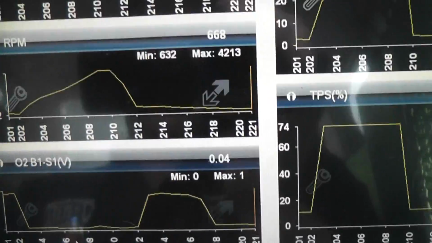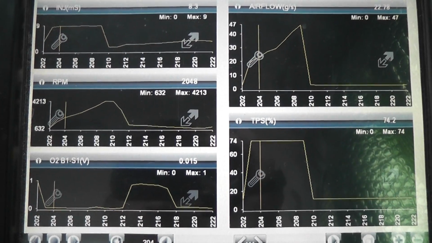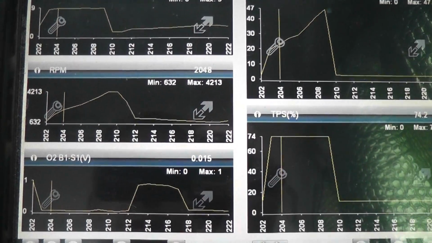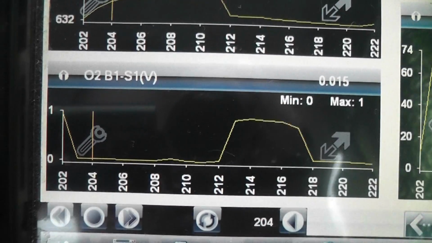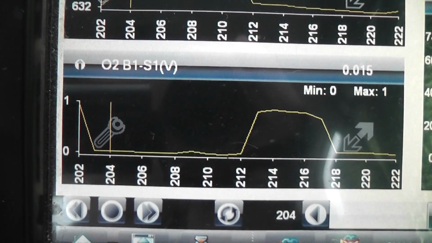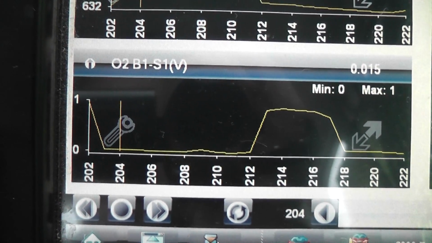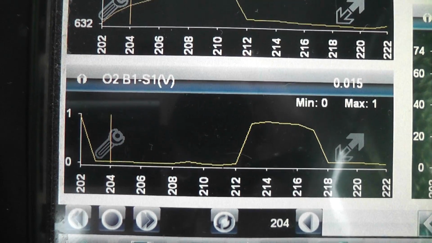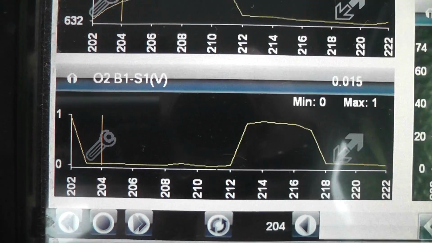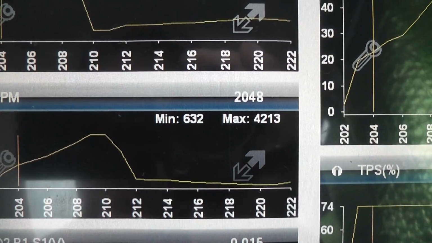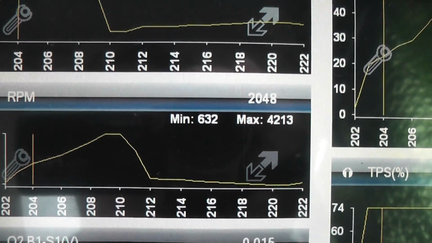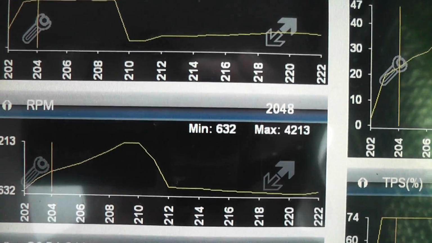All right, this is a frozen picture of our first run, and you can see that this bottom section down here where I have the cursor, that was the whole time we were at wide open throttle. That O2 was lean, 0.015 that whole time. We have a maximum RPM of 4200. We didn't quite hit red line, so we can definitely go just a little bit higher.